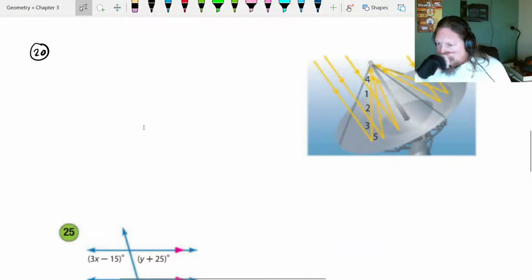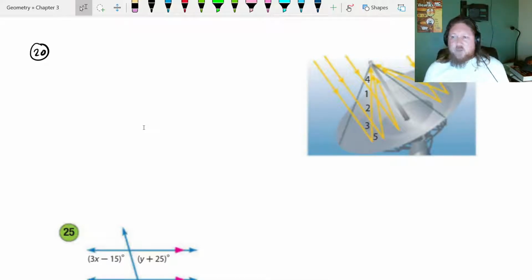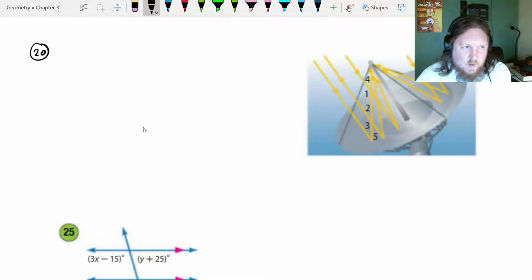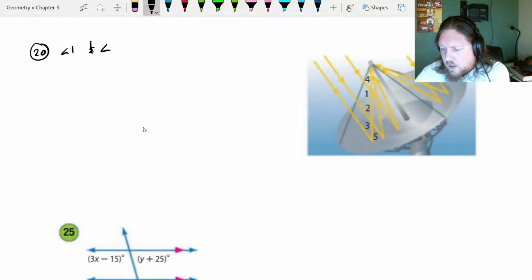We got a solar dish here. We're assuming all of the light rays coming in from the sun are parallel to each other, which is a pretty good assumption. They're not exactly, but basically they're parallel. Determine the relationship between each pair of angles and explain your reasoning. So when it says determine the relationship, we're trying to figure out, are they corresponding, alternate interior, alternate exterior, consecutive interior, which one of the 4 vocab words do we have? Or even vertical angles maybe. And number 20 is asking us about angle 1 and angle 2.